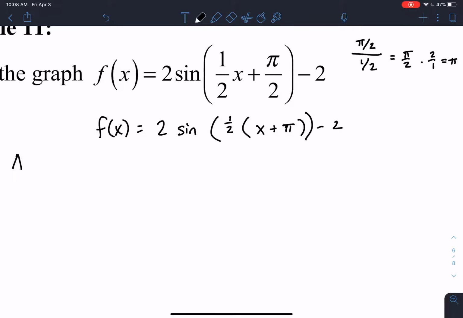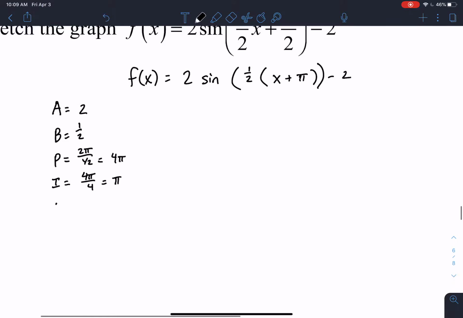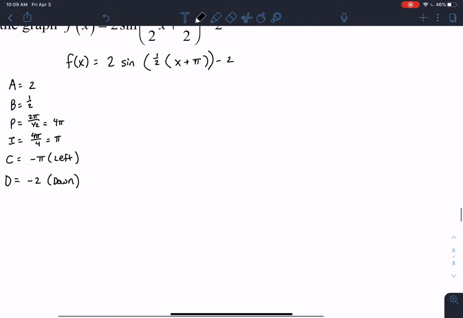All right, so my amplitude will be 2. B term is 1/2, which then makes your period 4 pi, and then your interval 1 pi. Your C term is negative pi, so this is going to be going left, and then your D term is negative 2, so that's down. All right, so this one has two shifts to it.